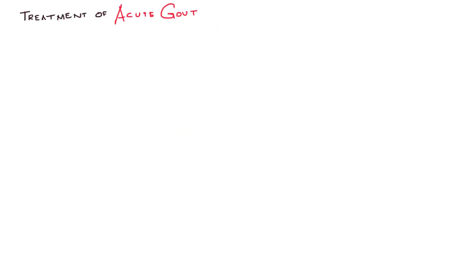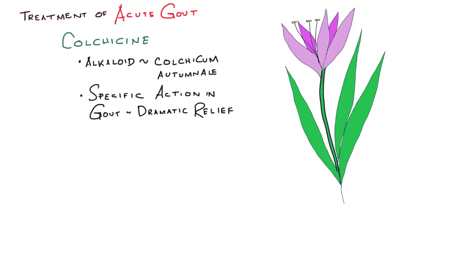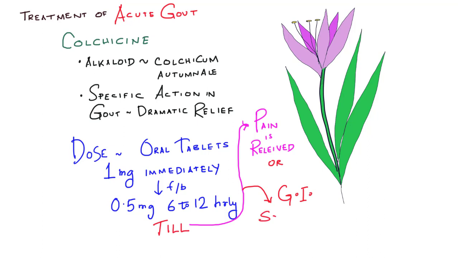So let's learn about the treatment of acute gout. As I've already said, colchicine is a traditional and effective medicine that has been used for around 500 years now for management of acute symptoms of gout. It is an alkaloid that is isolated from the plant Colchicum autumnale. It has specific action in these acute attacks and provides dramatic relief. The oral dose of colchicine is a 1 milligram tablet given immediately, which may be followed by around 0.5 milligram every 6 to 12 hours till the pain is relieved or intolerable gastrointestinal symptoms appear.